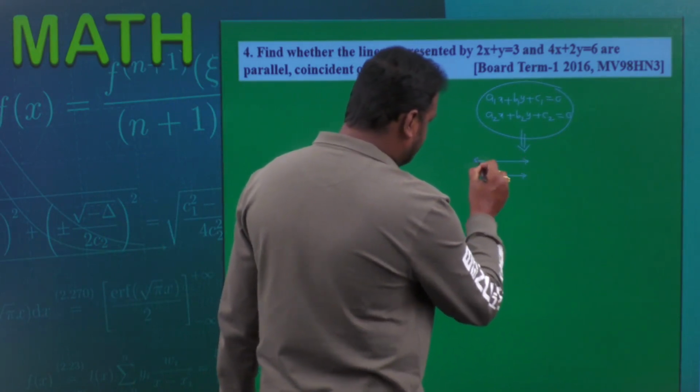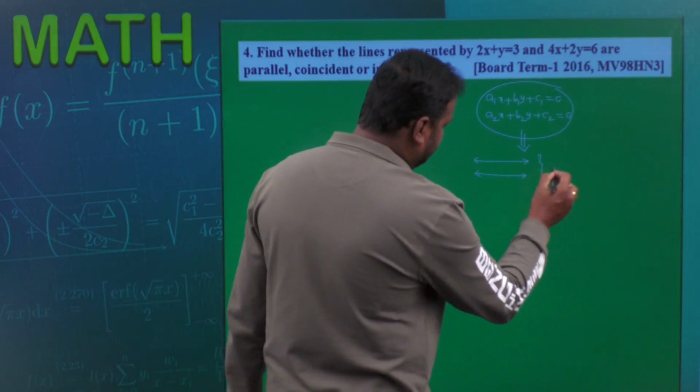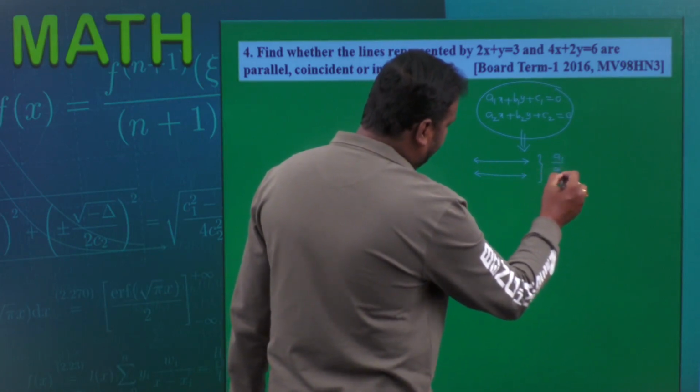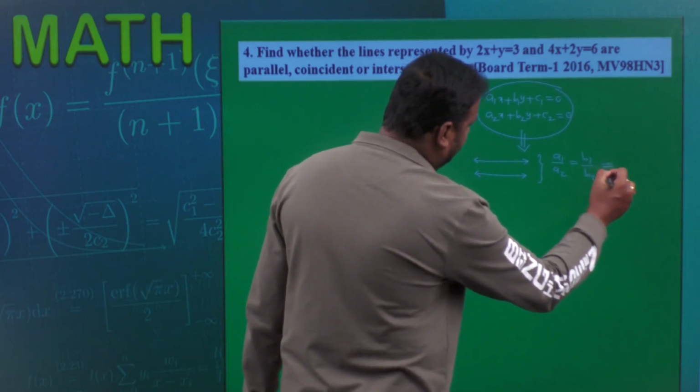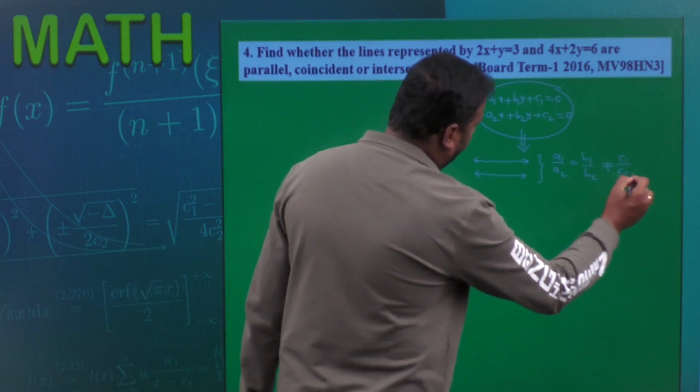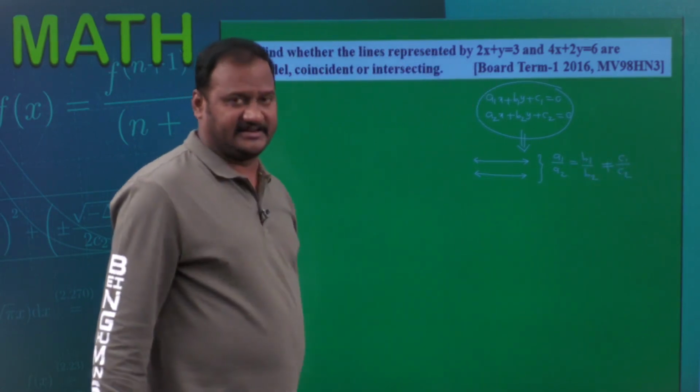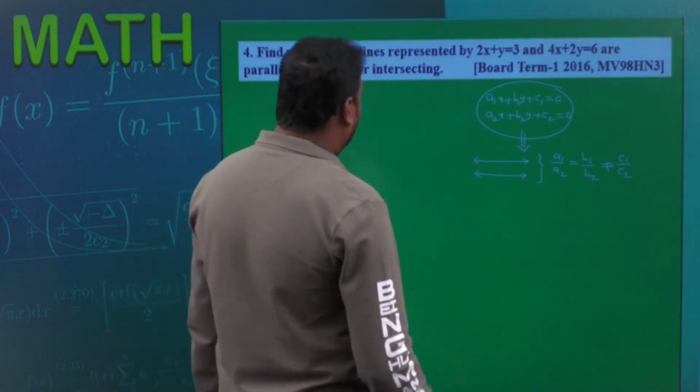Suppose these two are the lines, then the condition is A1 by A2 is equal to B1 by B2 is not equal to C1 by C2. Then they are said to be parallel lines. And what is the second one?